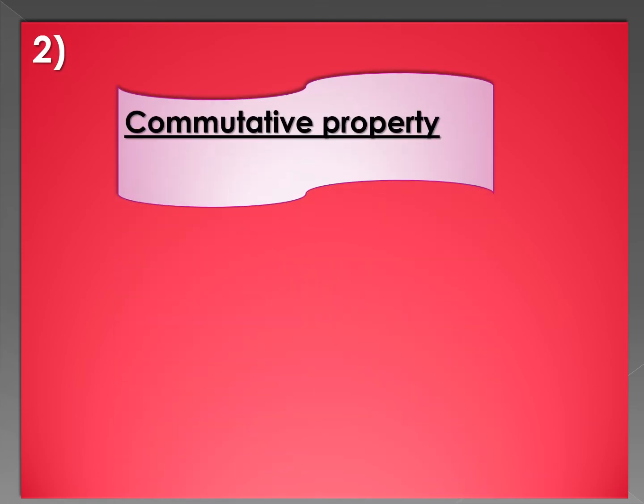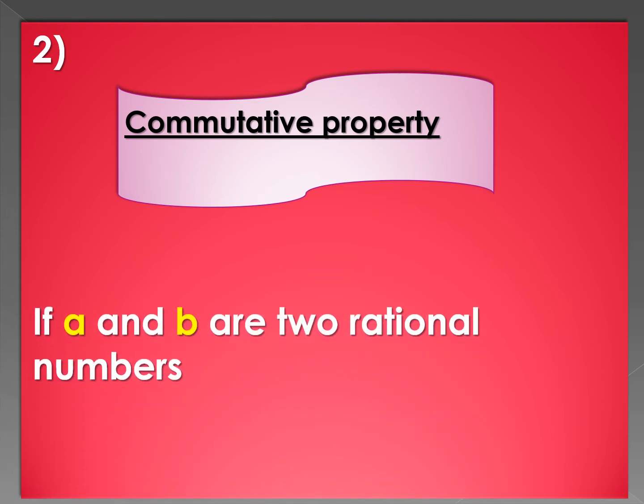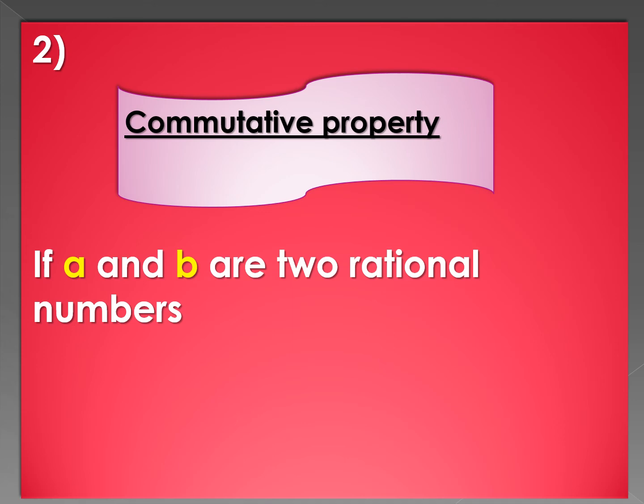Second property is the commutative property. What is the meaning of commutative? Let's have some examples. If we have a and b as two rational numbers, we say that a plus b equals b plus a. So the result will not change if we exchange the places of the two rational numbers.